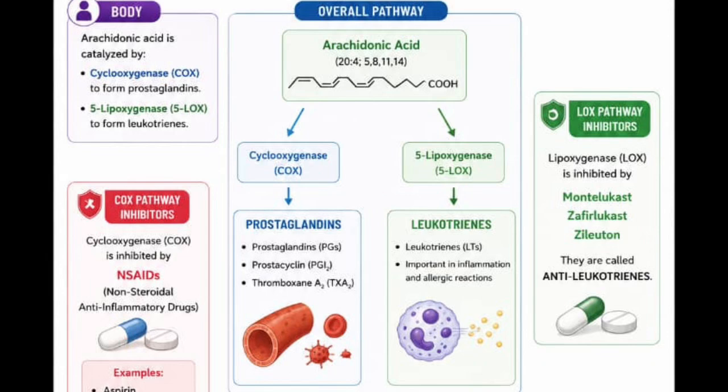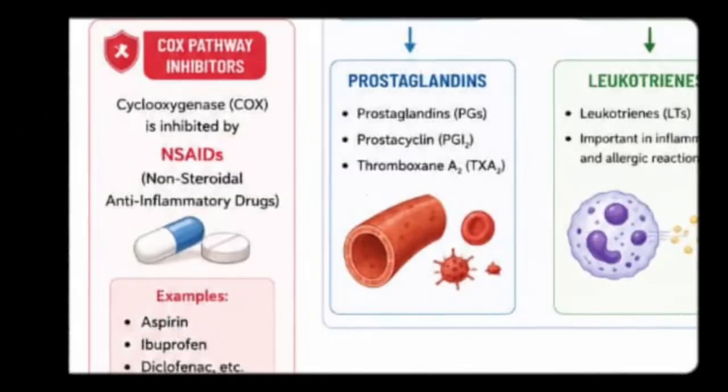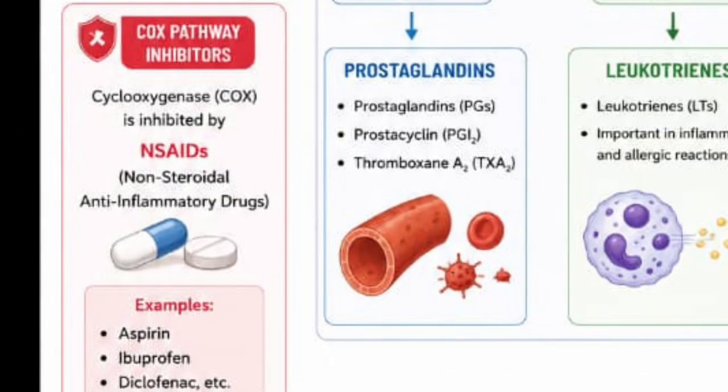If I want to inhibit cyclooxygenase, I use what we call NSAIDs. NSAID is non-steroidal anti-inflammatory drugs. When you give a patient NSAID, you are inhibiting COX, which means I want to inhibit inflammation. If I want to inhibit the formation of prostaglandin, I give the patient NSAID, inhibiting COX, thereby inhibiting prostaglandin. Examples are aspirin, ibuprofen, diclofenac, ketorolac. These are drugs you need in your pharmacology.